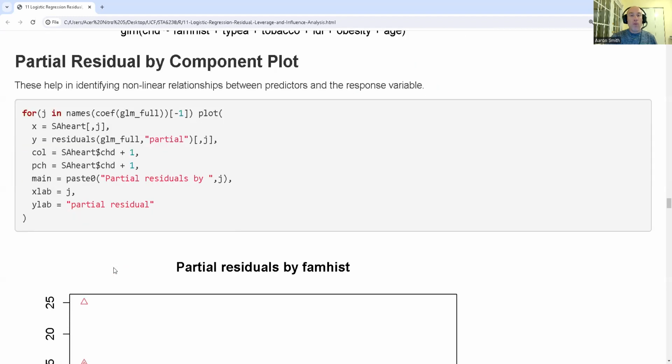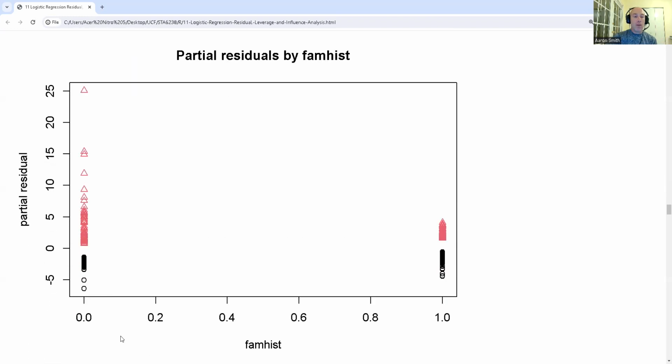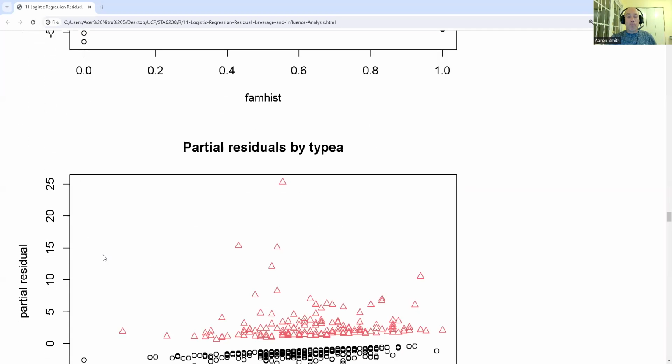All right, so now partial residuals by the components. What we're going to do is take our partial residuals and only look at the partial residual for that particular predictor variable, and then plot the predictor variable along the horizontal axis. Now here, this is not the best way to plot this. I really should have done a box plot, but I'm trying to be consistent, so I didn't bother with that.